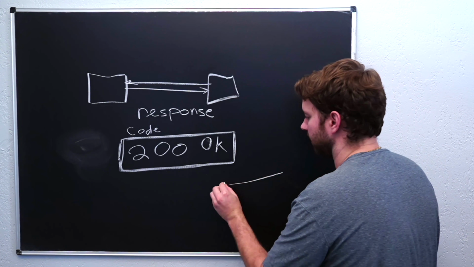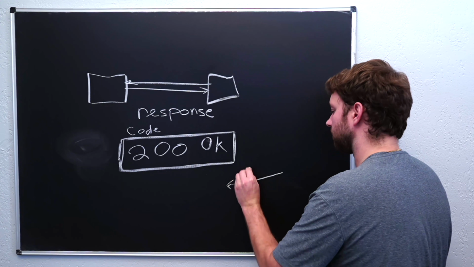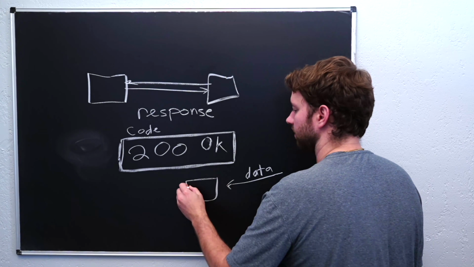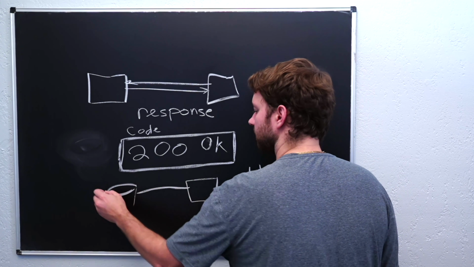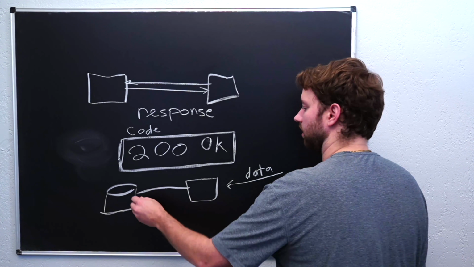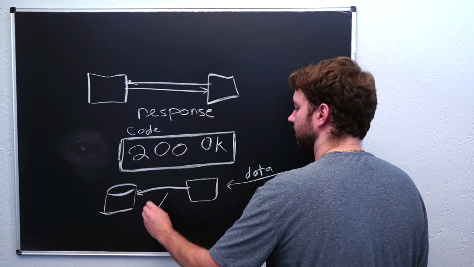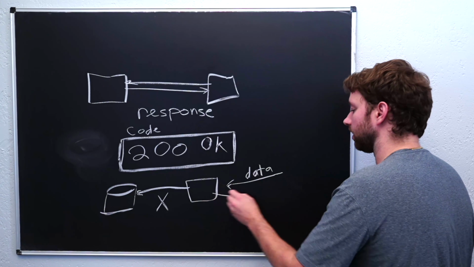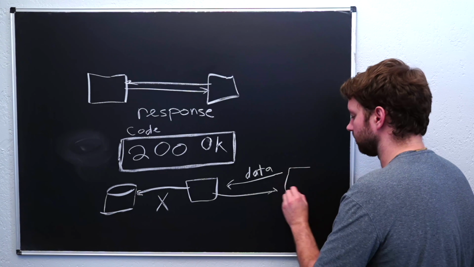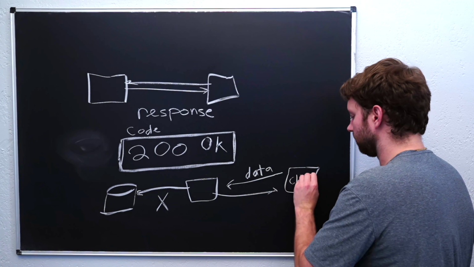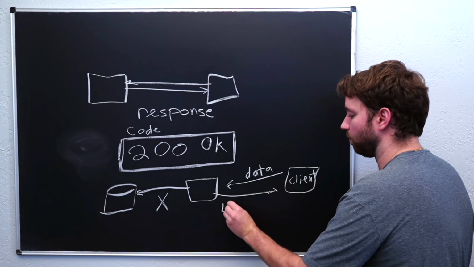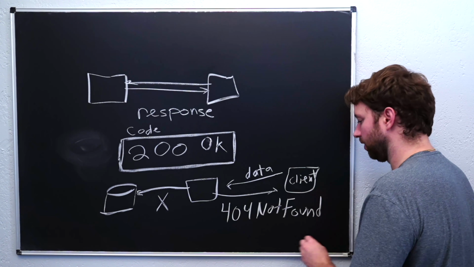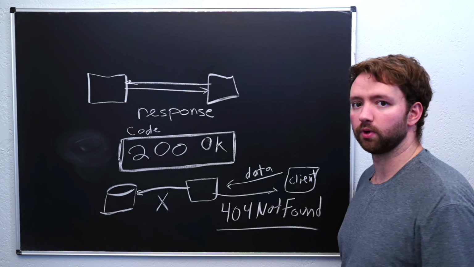So let's say the client makes a request for some data. That hits the server. The server then checks the database, and the database does not find the data. Whatever they're looking for is not there. So the server can then respond to the client with a 404, not found. But you can control that. You can return whatever you want.